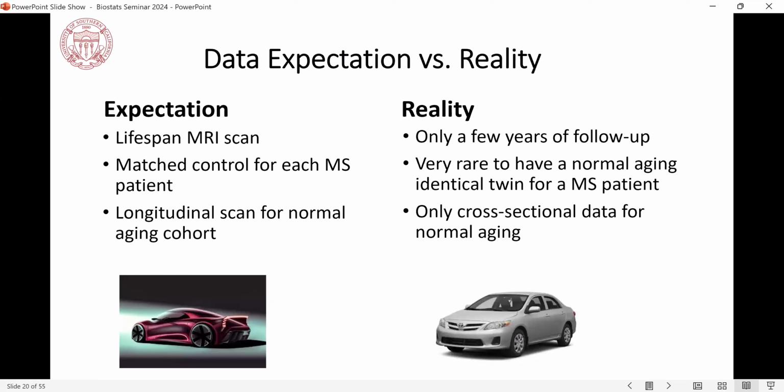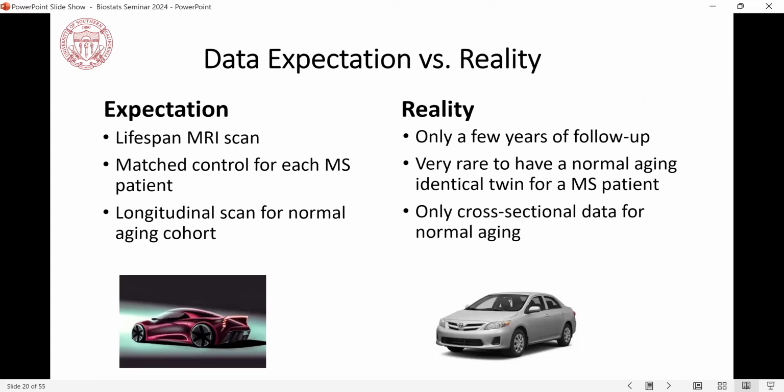The data we have. We only have a few years of follow-up. Remember, we want to look at the lifespan, the trajectory lifespan, but we only have a few years of follow-up, 3 to 5 years. And very rarely do we have a normal control identical twin in MS. That's long gone. And the worst scenario is for the healthy aging group, mostly we only get cross-sectional data. We don't have longitudinal data.